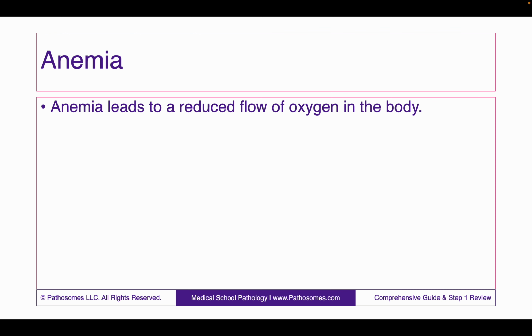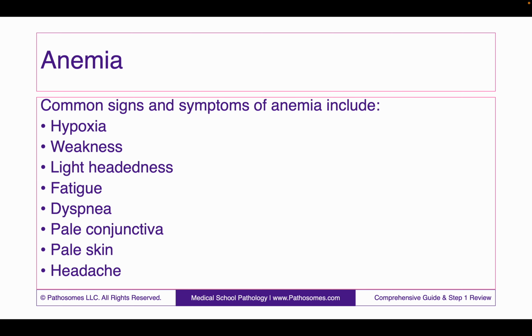Anemia leads to a reduced flow of oxygen in the body. If you think about it, you know red blood cells carry oxygen on hemoglobin. If there's less red blood cells, there's less hemoglobin, and there's less oxygen being transported. Some common signs and symptoms of anemia include hypoxia, weakness, lightheadedness, fatigue, dyspnea, pale conjunctiva, pale skin, and headache.